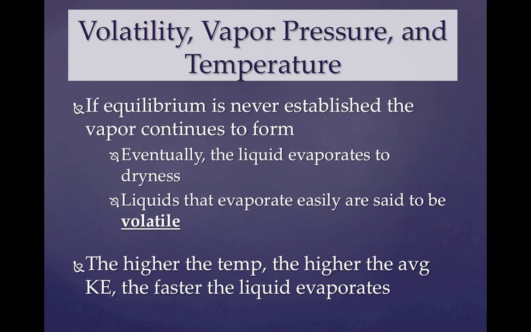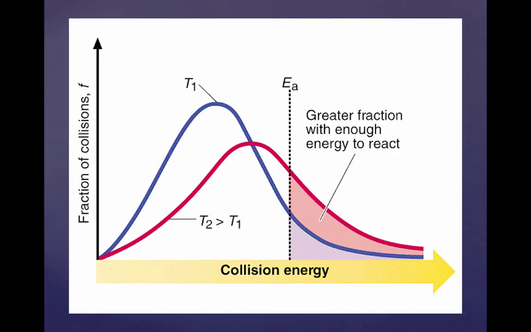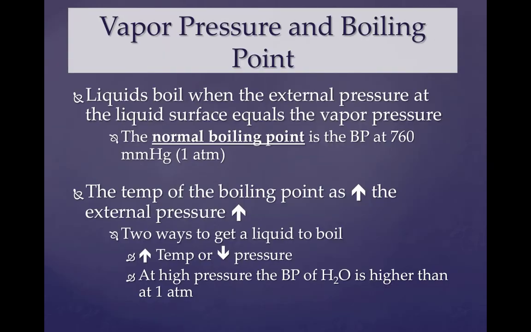If equilibrium is never established, the vapor continues to form, and eventually the liquid will evaporate to dryness. That just means it all goes away. That's called volatility. So I know volatile sounds like when something explodes, but it's not. Volatile just means it's able to evaporate. Things like alcohol are very volatile, they evaporate very quickly. The higher the temperature, the higher the kinetic energy, the faster the liquid evaporates. This is just showing you the fraction of molecules to enter the gas phase. It's all about collisions.